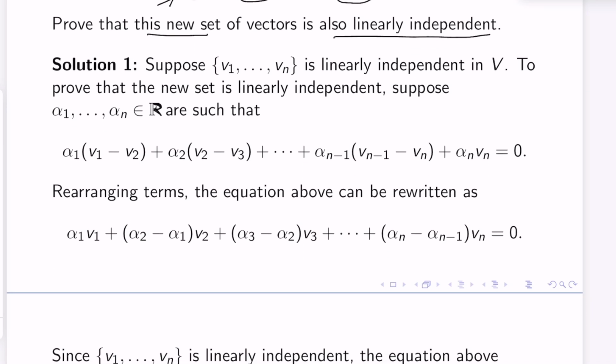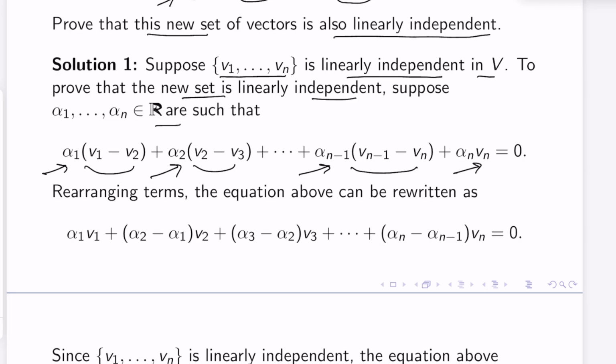So how do we prove that? Suppose it is given that v1, v2, ..., vn is linearly independent in V, right? What we have to prove is that the new set is linearly independent, okay? Suppose alpha 1, alpha 2, ..., alpha n belong to R such that the linear combination, alpha 1 with the first vector, alpha 2 with the second vector, and alpha n minus 1 with the (n minus 1)th vector, and alpha n with the nth vector, equals the 0 vector, okay? Now on the left-hand side we are going to rearrange the terms, right? So after rearranging we got this term.